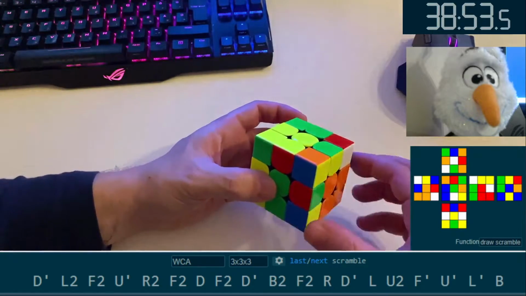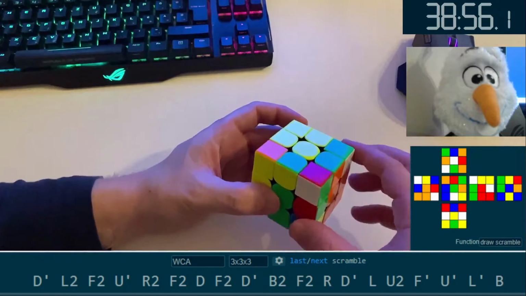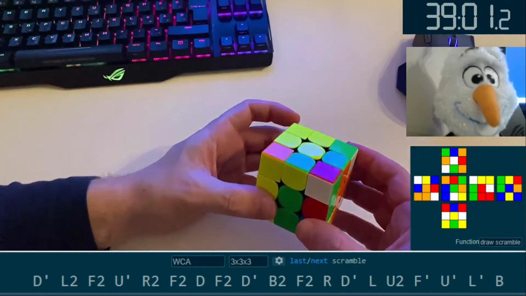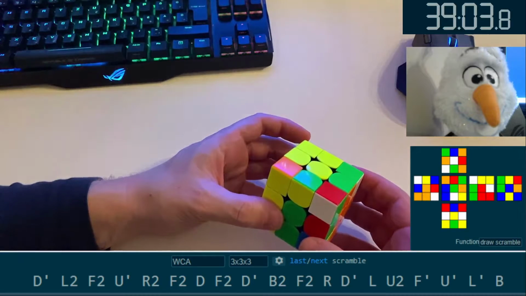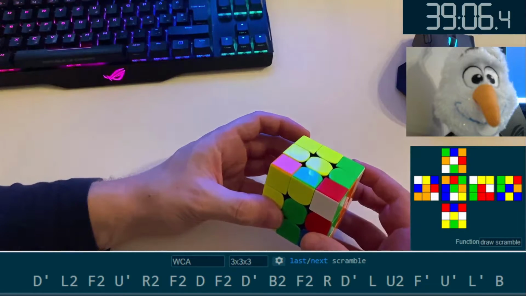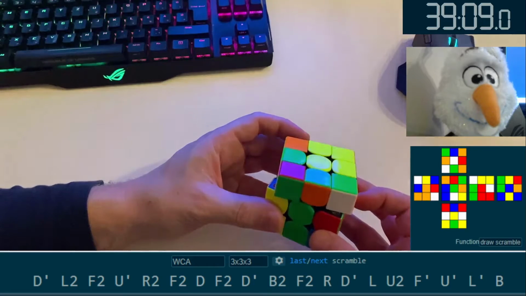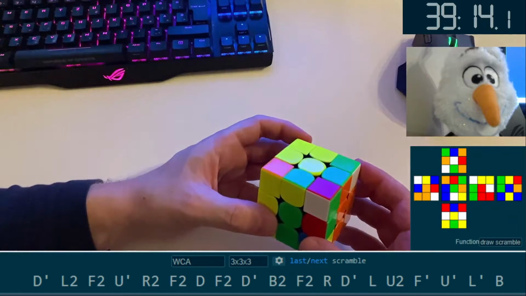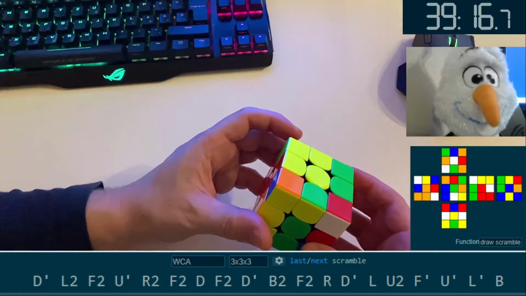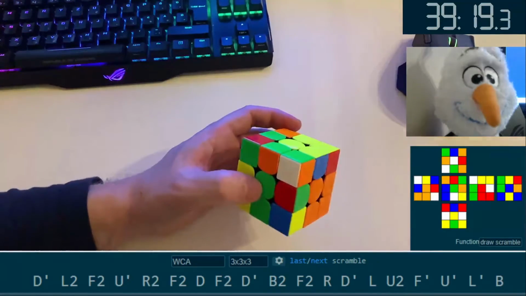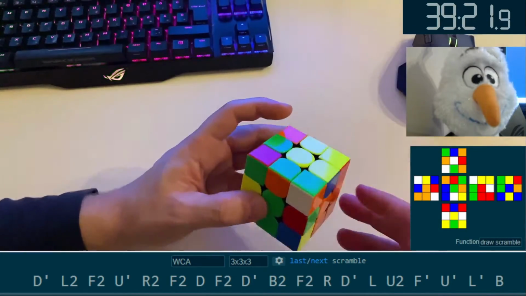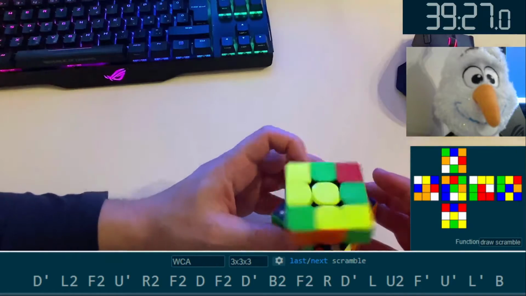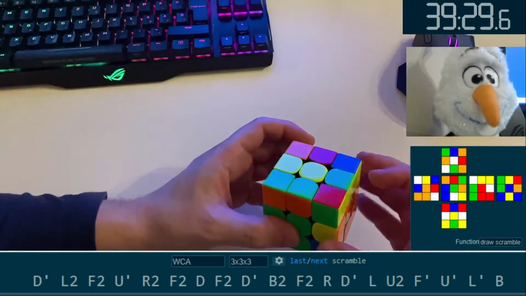Okay, we've got a flipped edge with red top, so we try to do this. Oh, so that didn't work because that's not what we should have done, but this one. Yeah. Okay, mistakes were made.